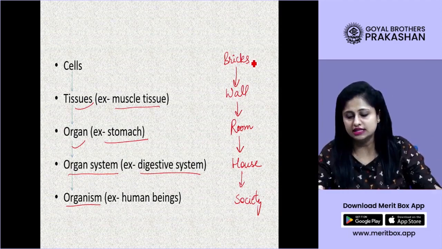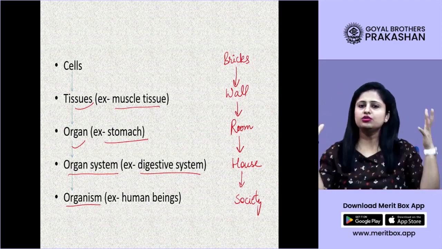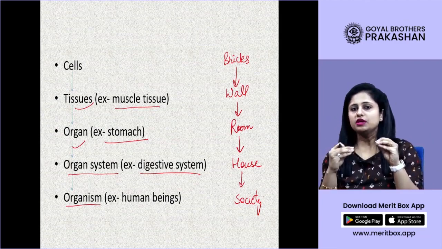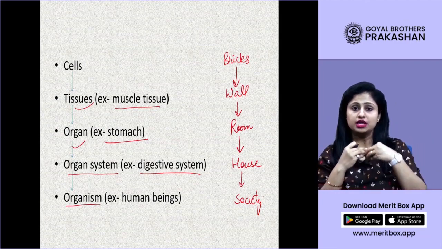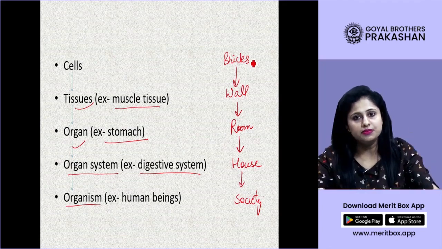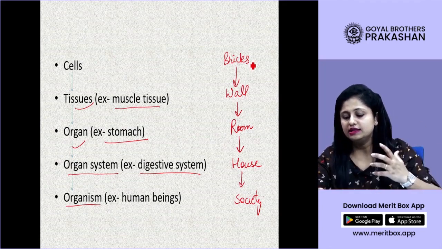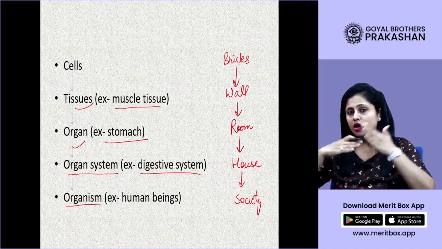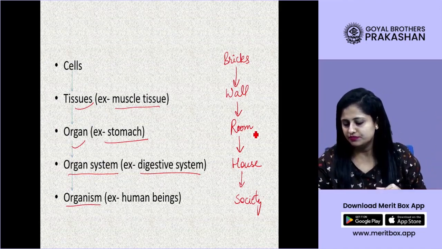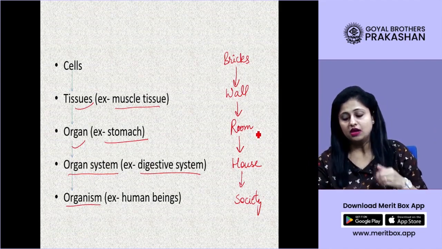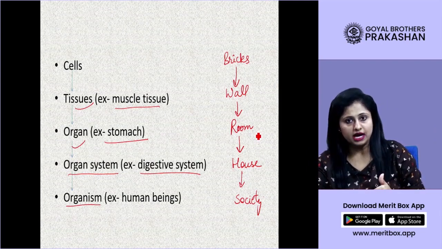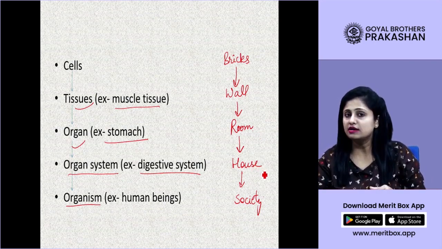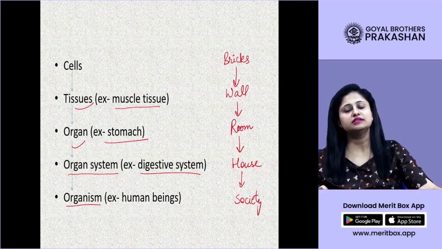Now you can consider it as the bricks. For example, there is a huge building, and that huge building is made up of small units known as bricks. Same, you can compare our body with the huge building. There are some bricks, and those bricks, when combined, form a wall in our home. And when 1, 2, 3, 4 walls are combined, they form a room. And when two or more rooms combine, they form a house. And when two or more houses combine, they form a society, or the entire society.